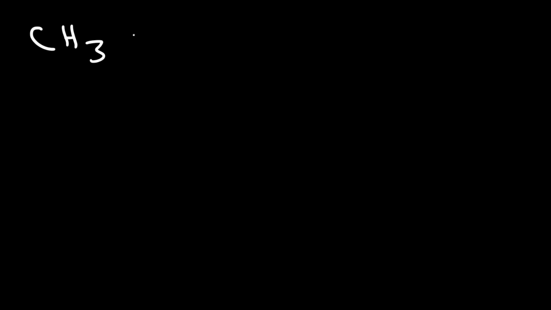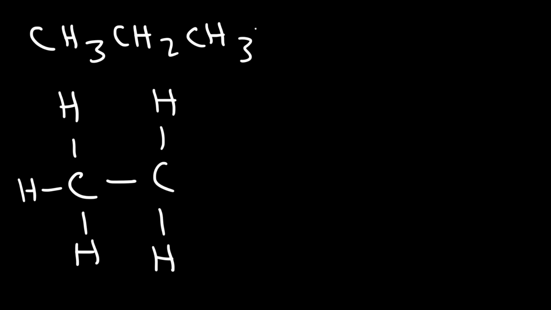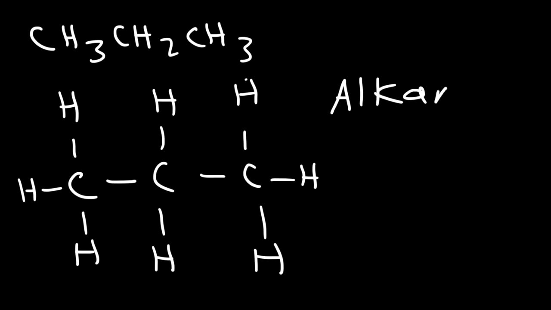Now, let's say we want to draw the Lewis structure of propane, CH3, CH2, CH3. So starting with the carbon on the left, it has 3 hydrogen atoms attached to it. Then it's attached to another carbon, that is the CH2 carbon. So that carbon has 2 hydrogen atoms attached to it. Next, it's a CH3. So we have another carbon atom with 3 hydrogen atoms attached to it. And so that's how you can draw Lewis structures of alkanes. An alkane is an organic molecule that consists of carbon and hydrogen where there are no double bonds or triple bonds.